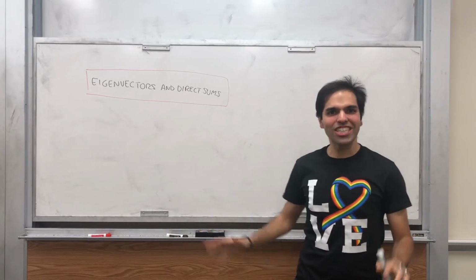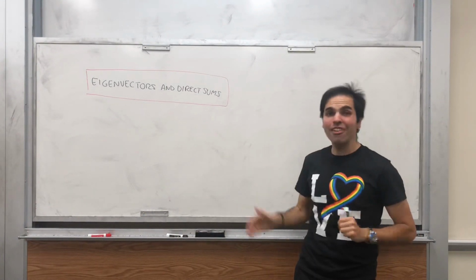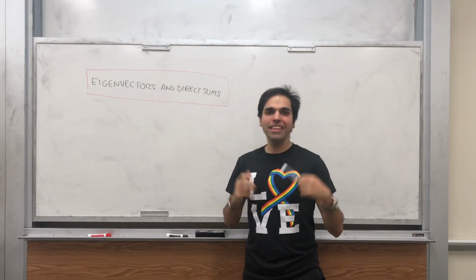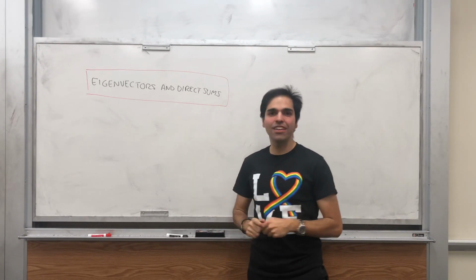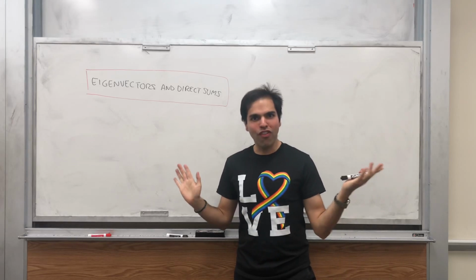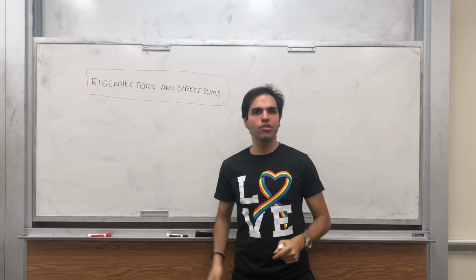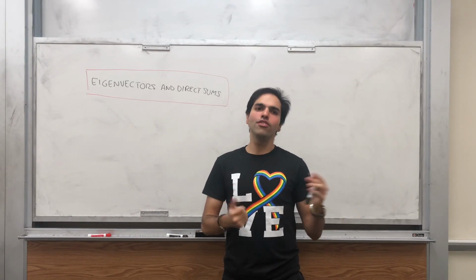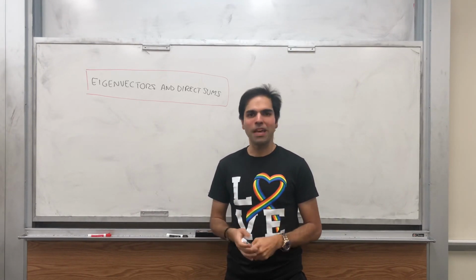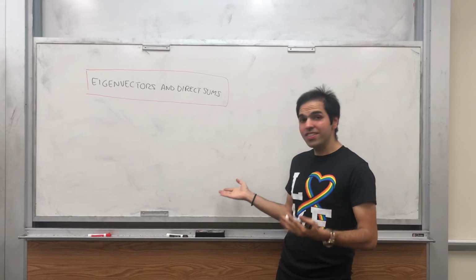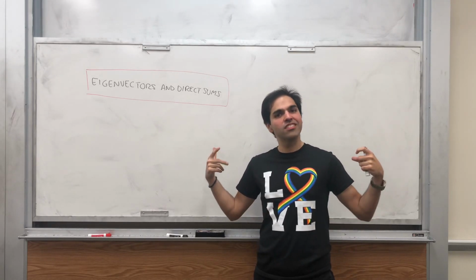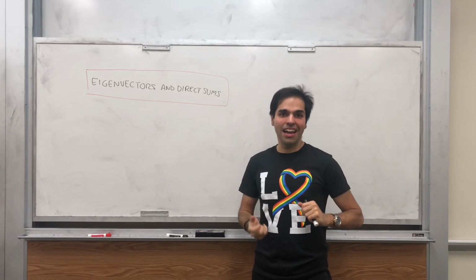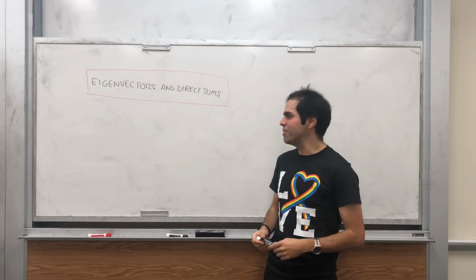Alright, thanks for watching and welcome to this very important video about diagonalization and eigenvectors. Because so far we've seen that eigenvectors are something algebraic. For every eigenvalue you find a corresponding eigenspace. But it turns out that eigenvectors tell us something very geometric as well about your linear transformation.